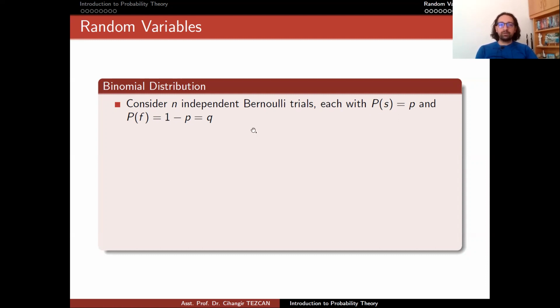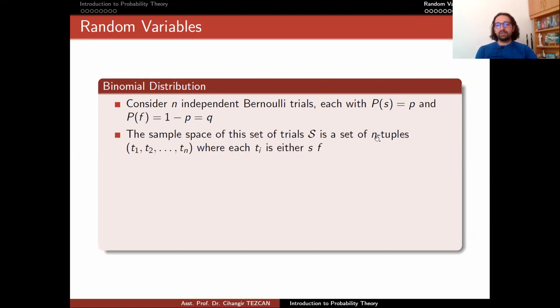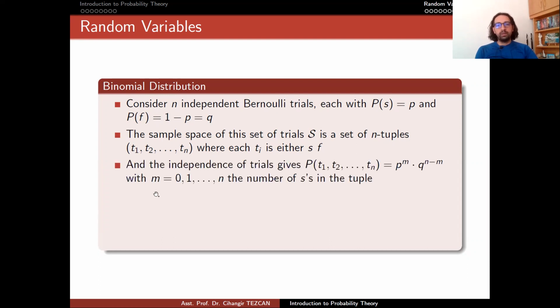So again, let's go back to our example. We are tossing n coins. The sample space of this set of trials S is a set of n-tuples, T1 to Tn, where you will be observing successes and failures, where each Ti is either S or F. And the independence of trials gives that the probability of observing any n-tuple is P to the m times Q to the n minus m, with m being the number of successes.